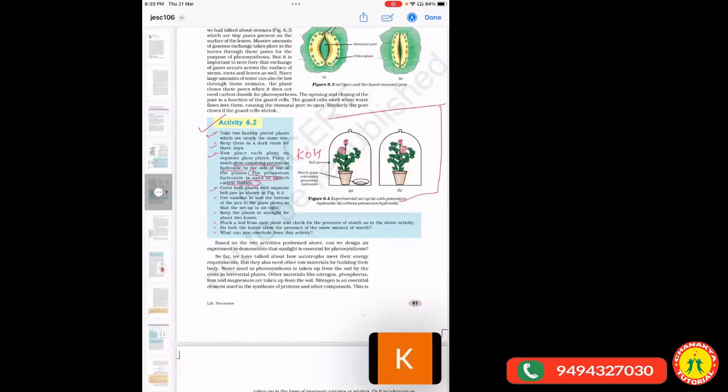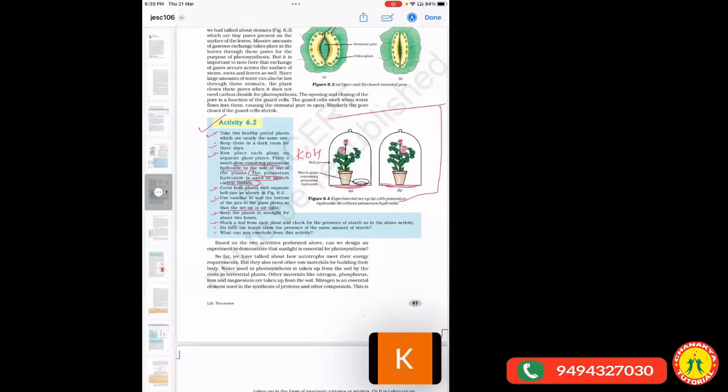Now the next step, cover both plants with separate bell jars. As you can see in the picture, both the potted plants are covered by the bell jars. Now next, use Vaseline to seal the bottom of the jar to the glass plates so that the setup is airtight. So this setup we have to make airtight with the help of the Vaseline. Then keep the plants in sunlight for about 2 hours.